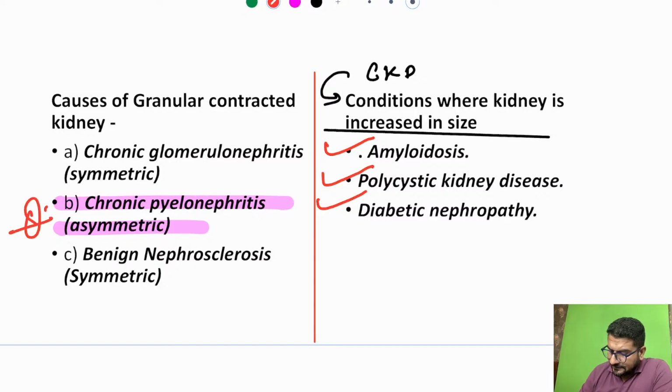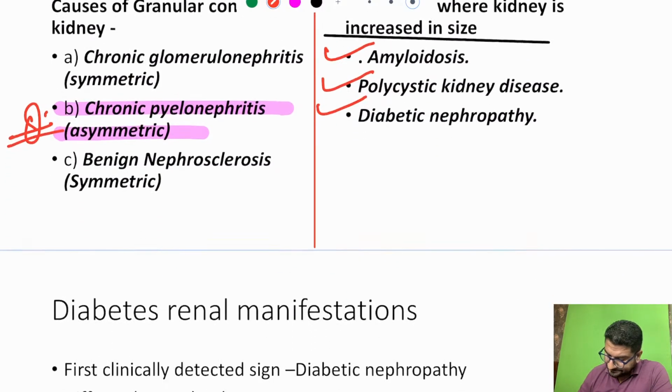This is a classical feature of chronic pyelonephritis, right? Nephrosclerosis and chronic glomerulonephritis will have symmetrical, but remember asymmetrical is the classical feature of chronic pyelonephritis.